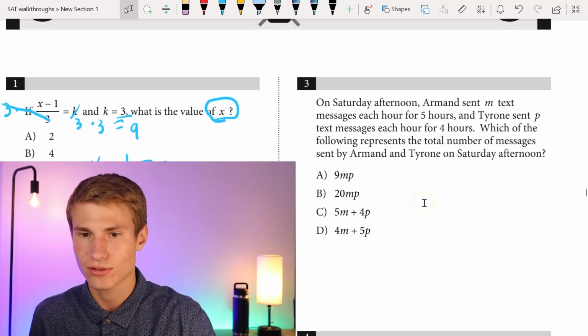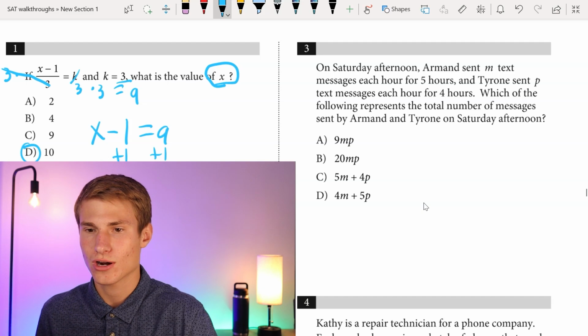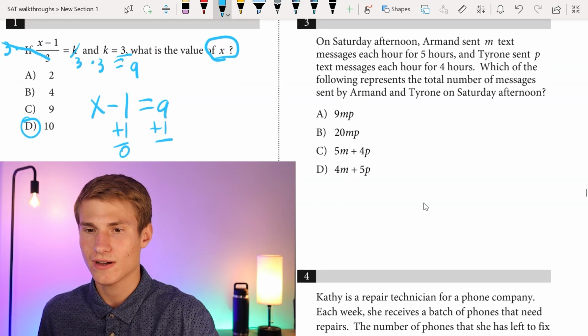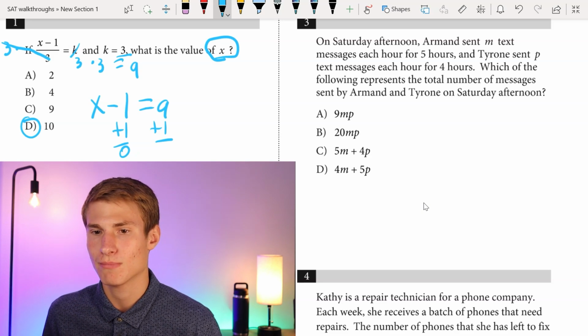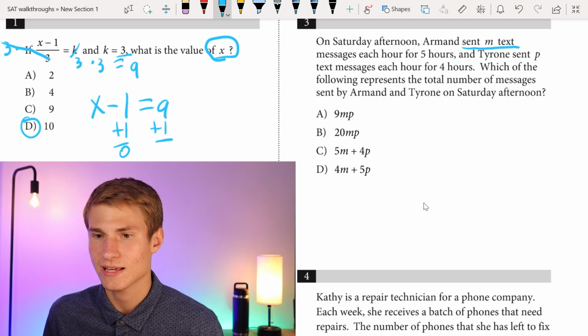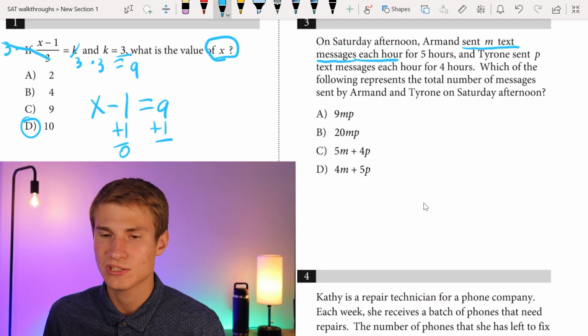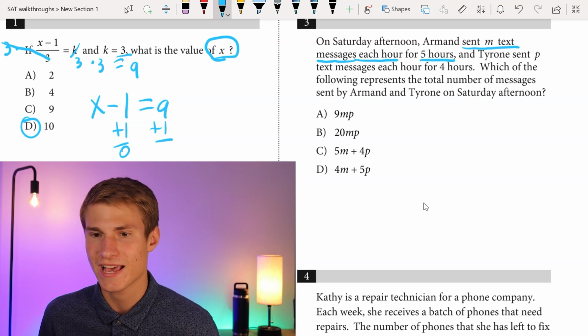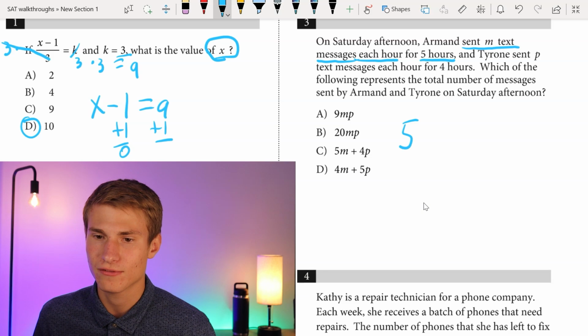Moving on to question number 3. We've got on Saturday afternoon, Armand sent M text messages each hour for 4 hours. Which of the following represents the number of messages sent by Armand and Tyrone on Saturday afternoon? Well, Armand has a rate that he's sending text messages each hour. So his rate is M. So we need to do his rate multiplied by the amount of time he is sending those text messages at that rate. So that's going to be a total of 5M.